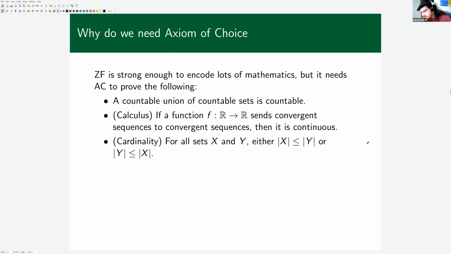So another fact about cardinality: for all sets x and y, one is bigger than the other. You need full choice to say this for all sets x and y, which means if you didn't have choice, it might be the case that you have two sets whose sizes are incomparable somehow. The very idea of using cardinality to measure size kind of breaks down in that case.